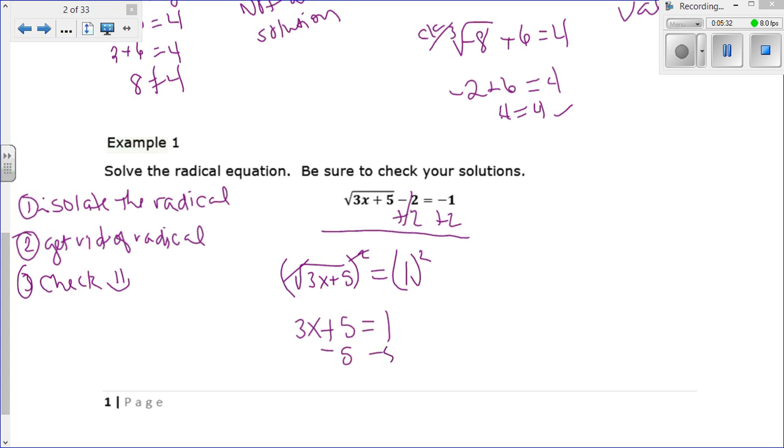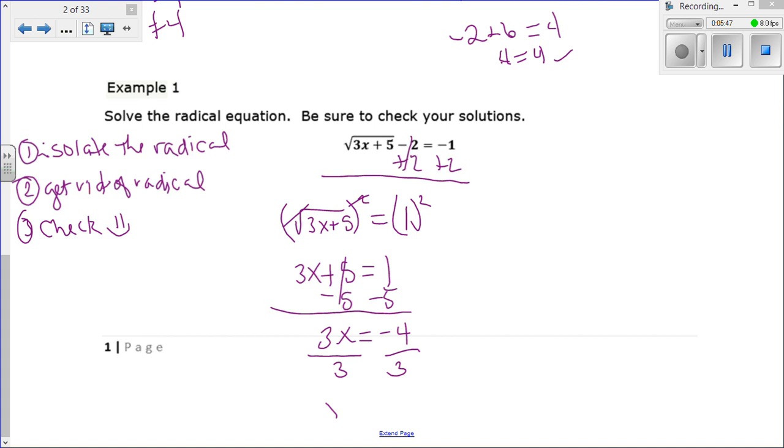Subtract 5. 3x equals negative 4. Divide by 3. So x equals negative 4 thirds. Now we just need to check our answers. Or answer, I should say, we only got one.